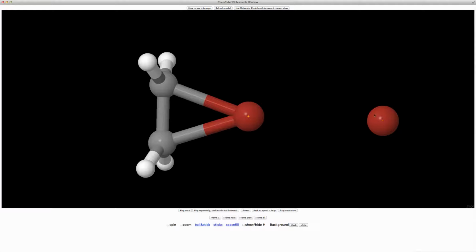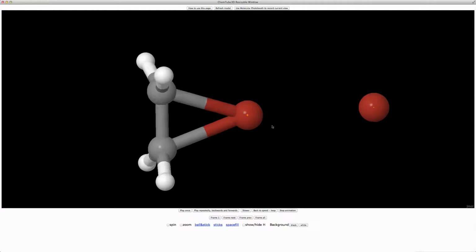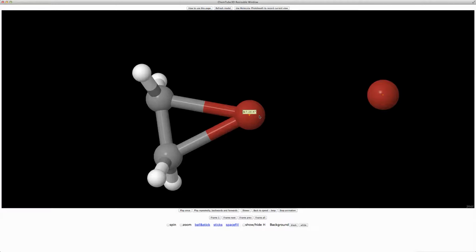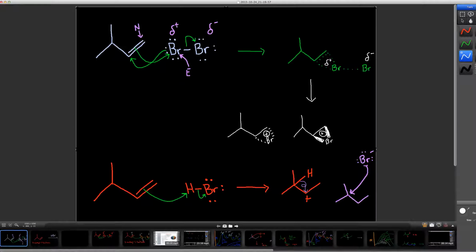We find now that we have Br minus, and I have this three-membered ring, and we call this three-membered ring a bromonium ion intermediate. Now the whole trick with this is this positive charge is delocalized onto all three atoms that comprise this bromonium ion intermediate.